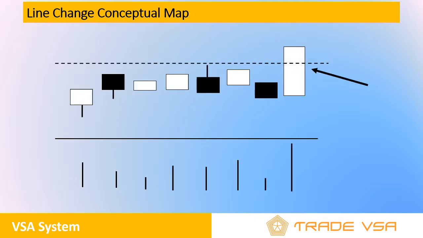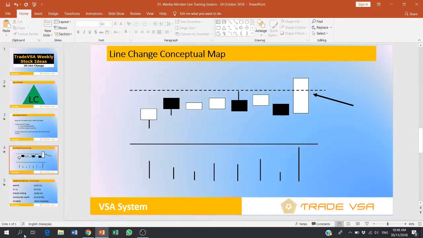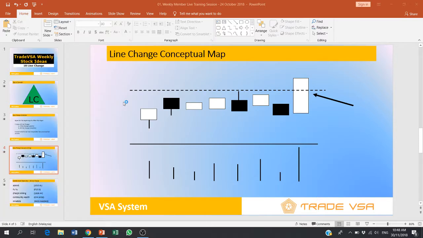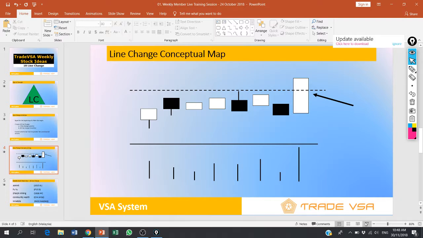Some conceptual maps about the 18 line change: probably I'll just pull out my pen so I can draw it better. Okay, here we go.